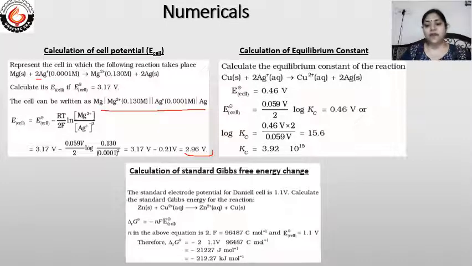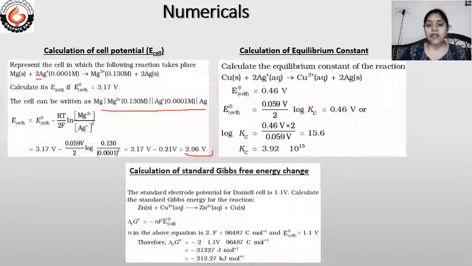So if in a question we have to calculate the cell potential, first we will write the cell by the convention method, and then we will find where the oxidation occurs and where the reduction occurs, and then accordingly we will put the values of concentration and E naught values. E naught values may be given in the question, or maybe you can take these values from the electrochemical series.